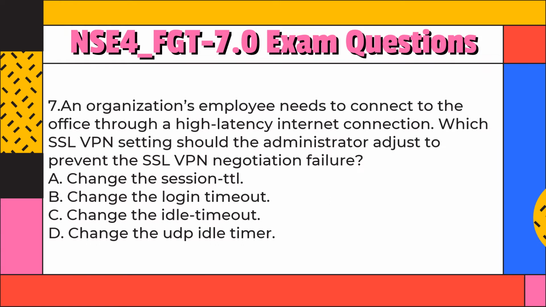7. An organization's employee needs to connect to the office through a high-latency Internet connection. Which SSL VPN setting should the administrator adjust to prevent the SSL VPN negotiation failure? A. Change the session TTL. B. Change the login timeout. C. Change the idle timeout. D. Change the UDP idle timer.